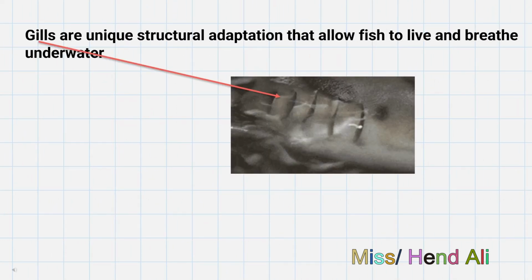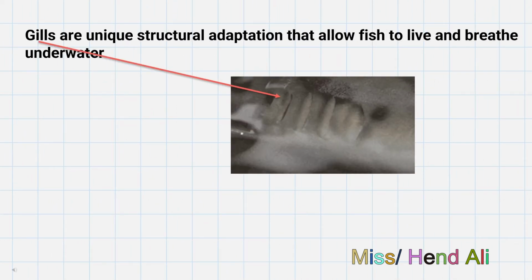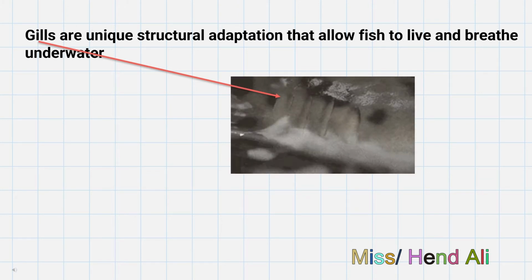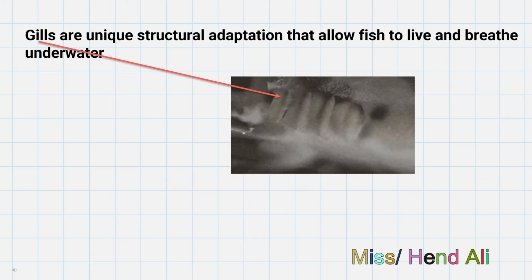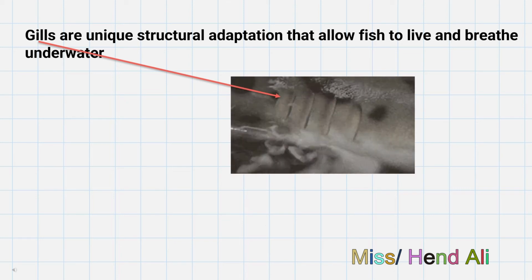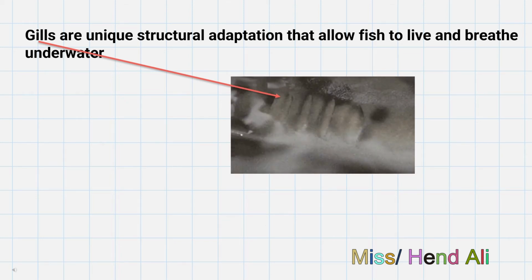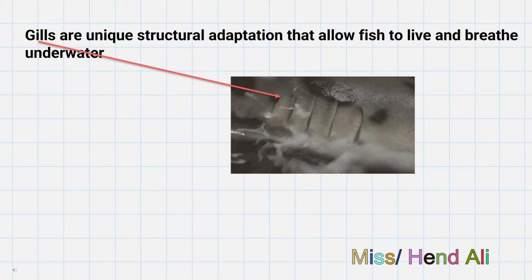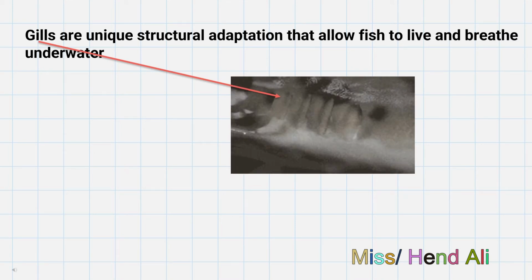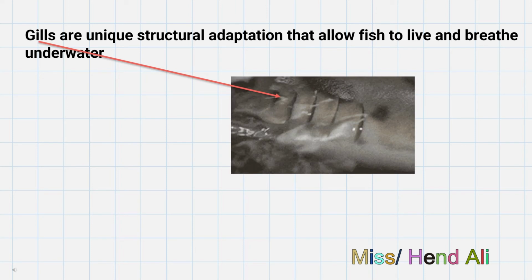Gills are a unique structural adaptation that allow fish to live and breathe underwater. So gills are structural or behavioral? Structural. Why? Because gills are part of a fish's body. So gills are a unique structural adaptation that allow fish to live and breathe underwater.